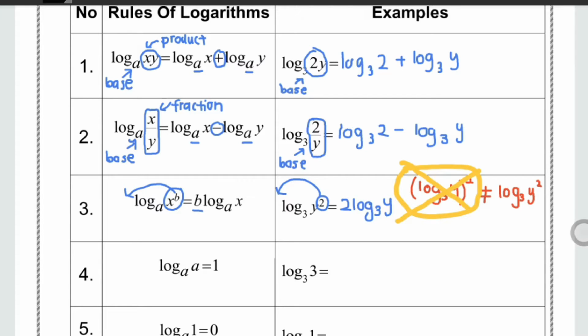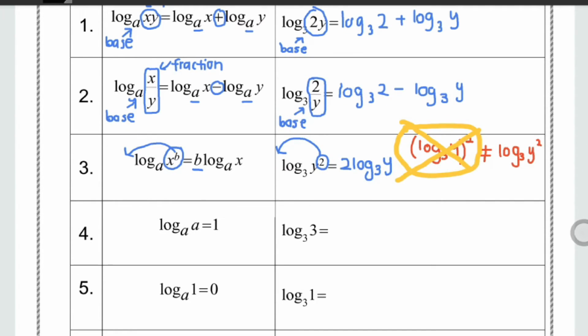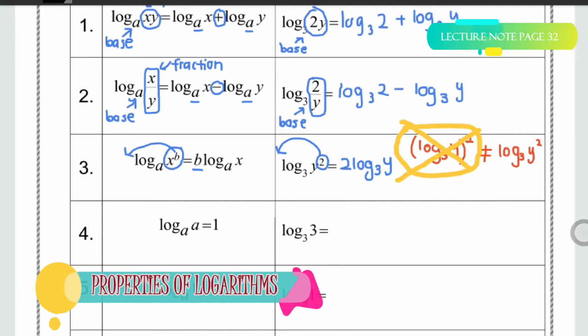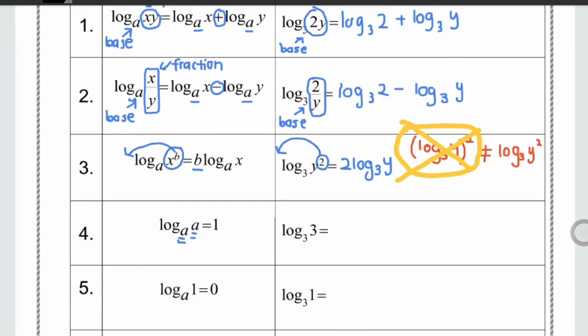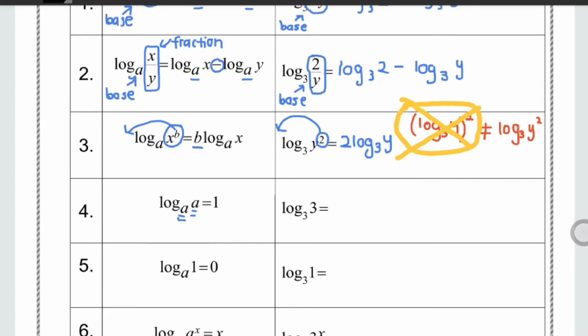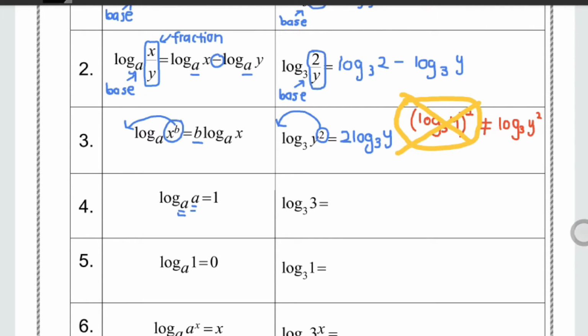Now moving to the fourth rule, we have log a base a equals 1. As we can see here, we have the base and the argument is just the same. So whenever we have the argument or the number and the base the same, the answer is just 1. So for the example here we have log 3 base 3. We have the number which is 3 and the base is also 3. So the answer is 1.